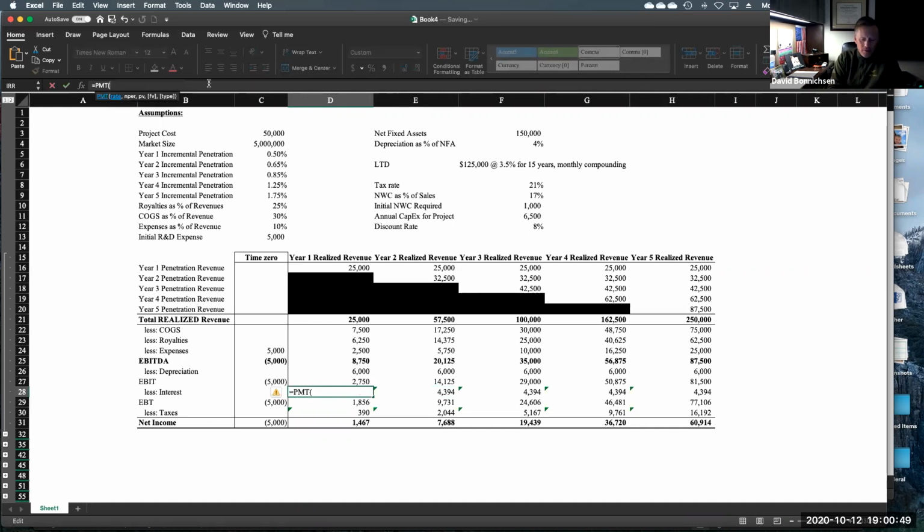So remember, equals PMT, 0.035 divided by 12. Okay. We got 15 years times 12 compounding periods per year. Okay. And we've got a PV, okay, of $125,000. Negative 125.